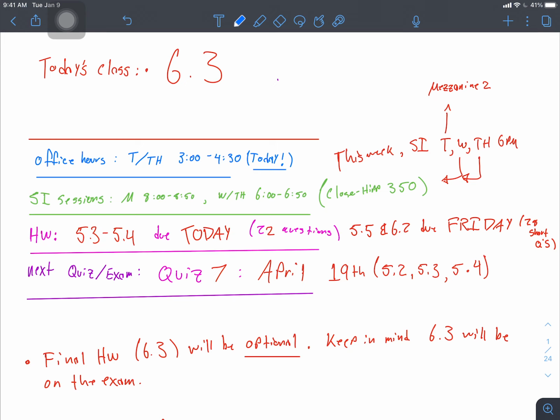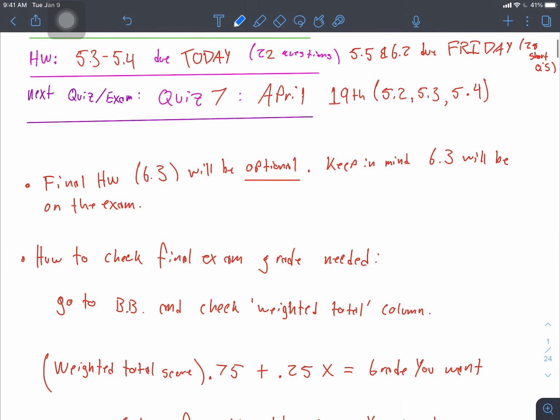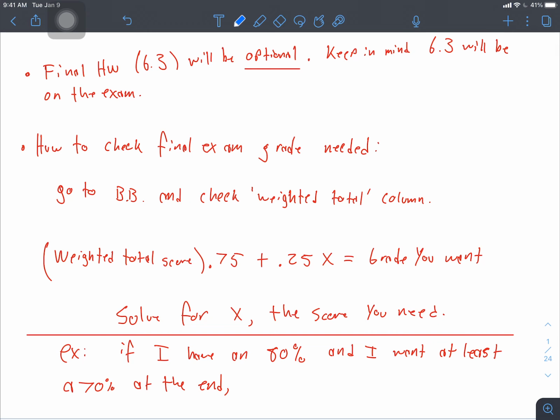And I'm going to post another homework on 6.3, which is optional. I'm not going to take the homework on 6.3 for a grade, because I don't want you to feel stressed out during dead week or finals week or whatever week it is. So that homework is going to be optional, but I recommend that you do it because 6.3 is going to be fair game for the final exam. In fact, there will be content on the final exam coming from 6.3.